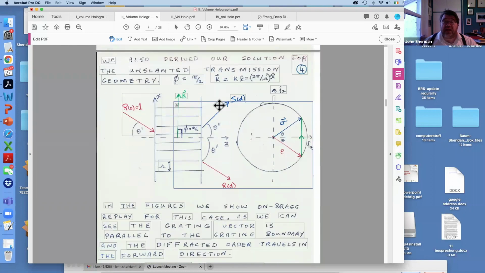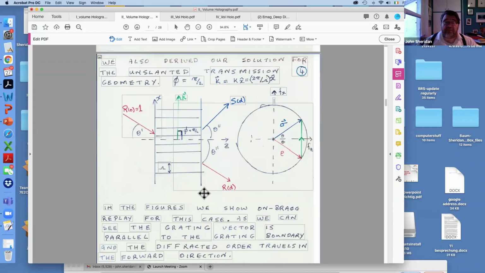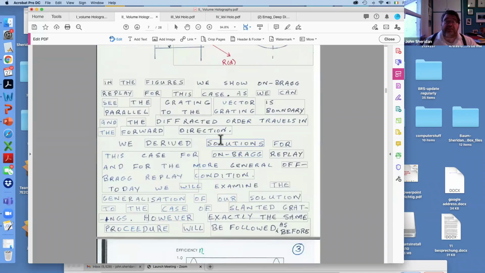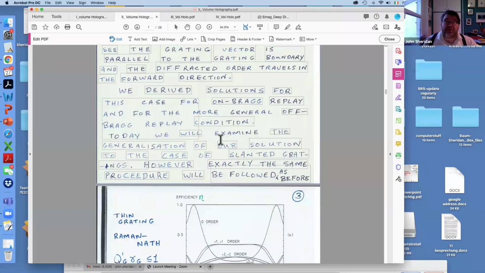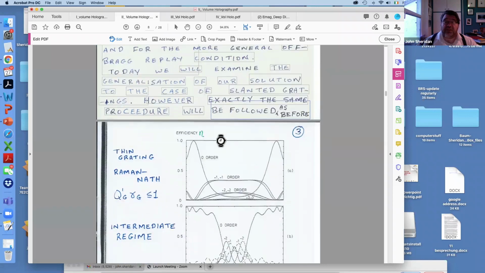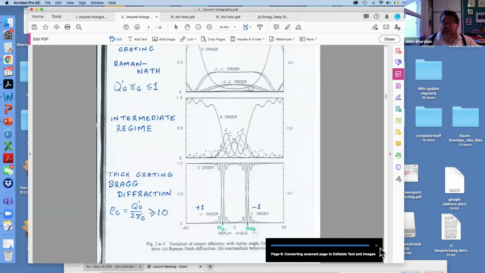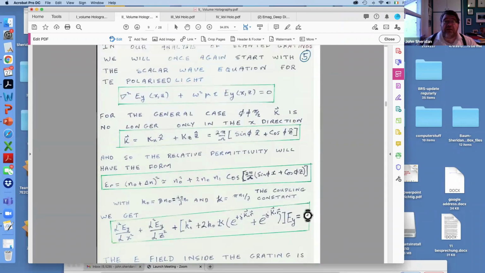So again, here's our unslanted grating, and here's our Ewald diagram, and we can see here we've closed our triangle. We're on Bragg for this case, and we've got the grating vectors parallel to the grating boundary, unslanted transmission. We've derived solutions for this, and we've got out our three forms that we just spoke about, our thick and thin variation. So we just talked about that.